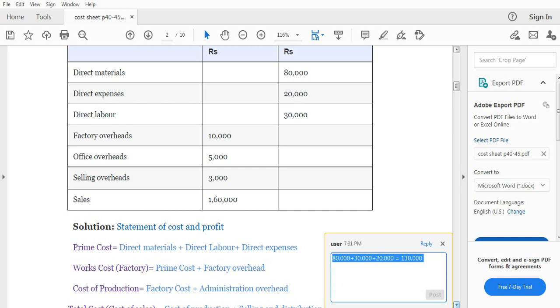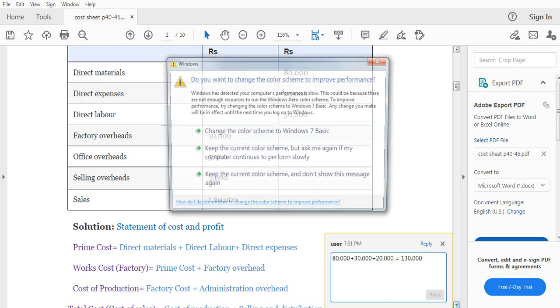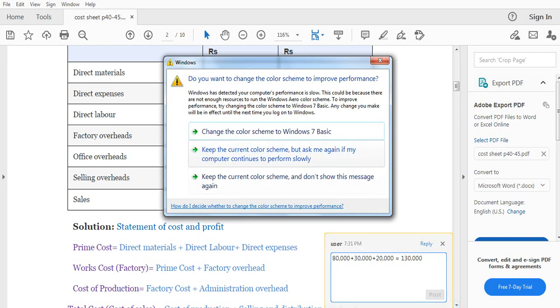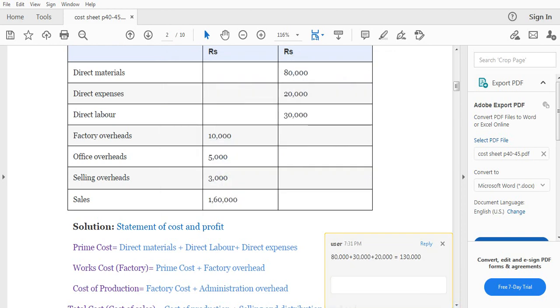Now the thing is, for an example, a step further I am going to tell you, if one has to calculate the factory cost, which is also known as the work cost. So how are we going to calculate the factory cost? So prime cost is already ascertained, and if the factory overheads are given, see here, factory overheads are given 10,000. So factory overheads, and we will also add the prime cost, which is 130,000. So altogether it will give you the work cost.